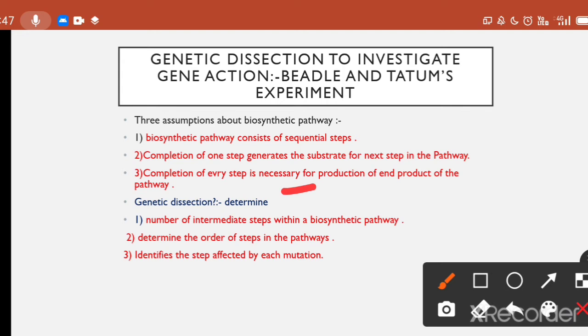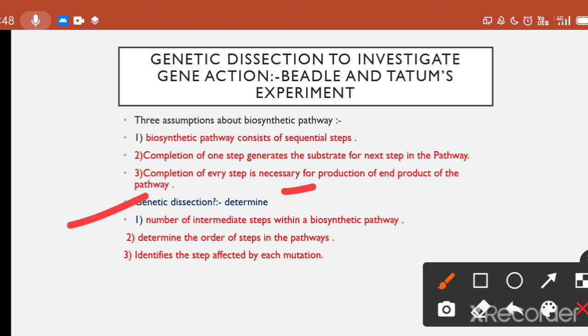strains are able to complete each pathway step, and that mutant strains are unable to complete a pathway because one or more pathway steps are blocked by mutations. So genetic dissection is an experimental approach that determines the number of intermediate steps within a biosynthetic pathway.